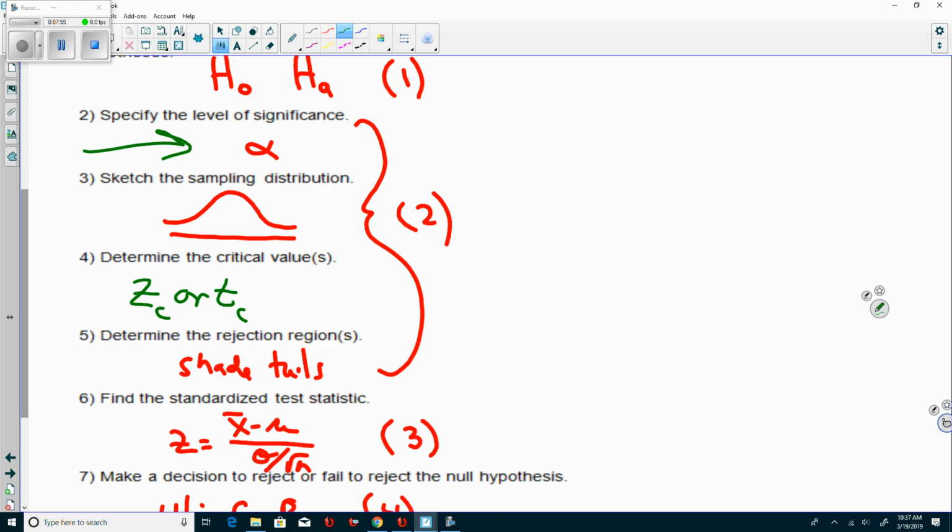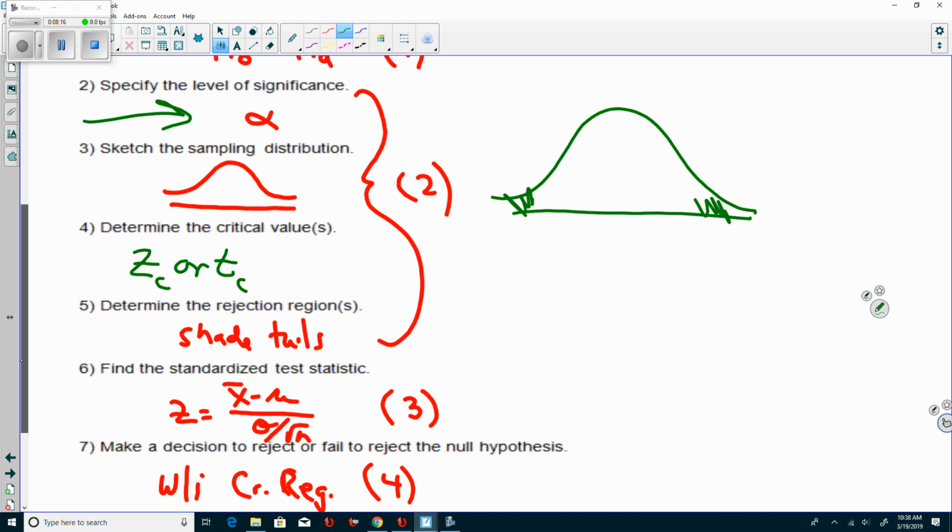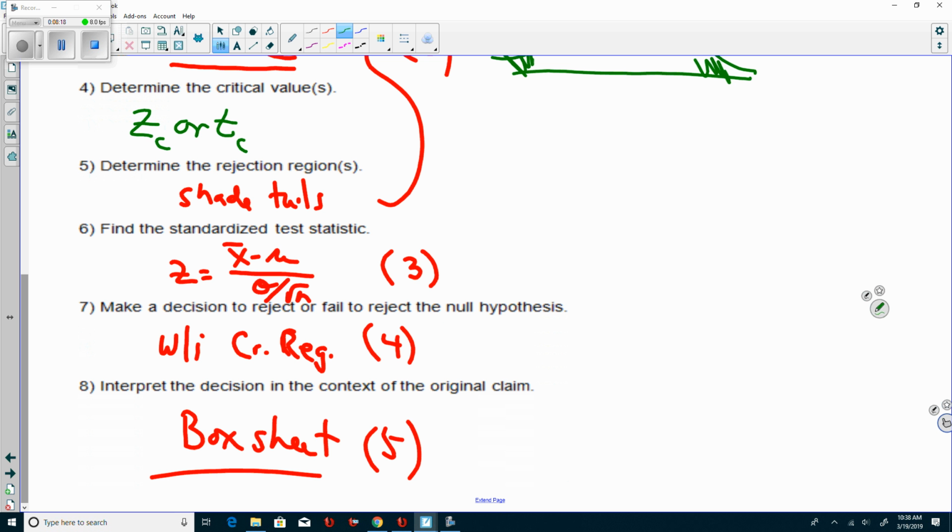Determine the rejection regions. So you've got to shade the tails. Remember, put a note down: always shade away from the center. Okay, it's the tails. So if you are drawing your bell curve, where are the tails? Here and here. So you shade the tails. And then find the standardized test statistic. That's your step 3.